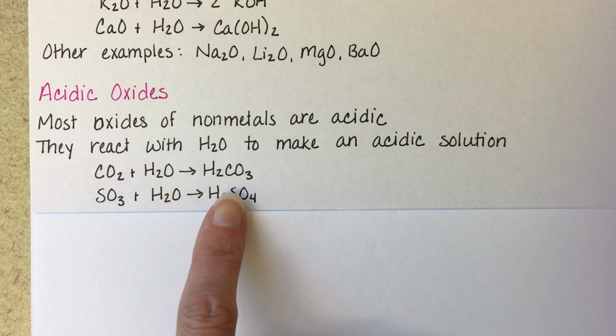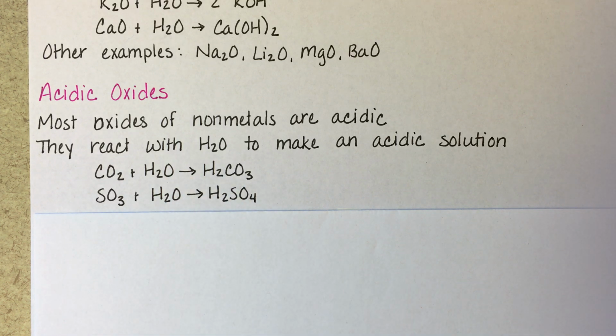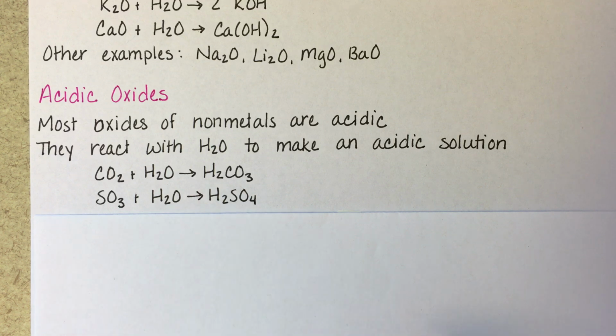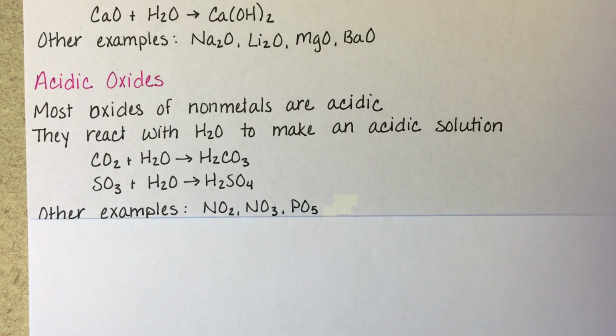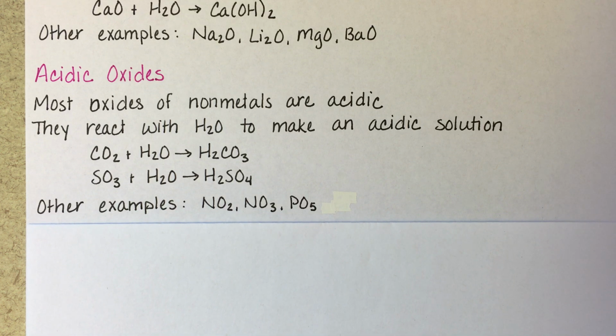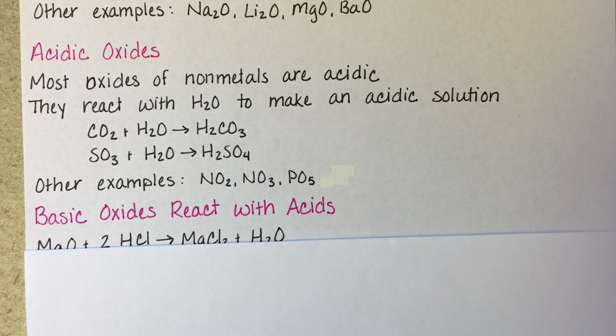Carbon dioxide, which reacts with water to produce carbonic acid. Sulfur trioxide, which reacts with water to produce sulfuric acid. And here are a couple more atmospheric gases that are acidic oxides.